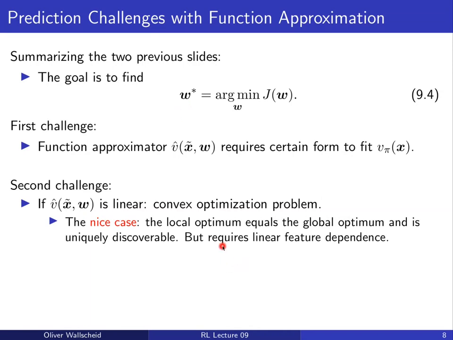However, this requires linear feature dependence, so we have to ensure that our feature engineering, which we have performed as a pre-processing step, is so good that we are able to use a linear function approximator for v-hat in order to fit v pi. This is a very important requirement, because otherwise we have this mismatch again, and we will have a systematic modeling error.